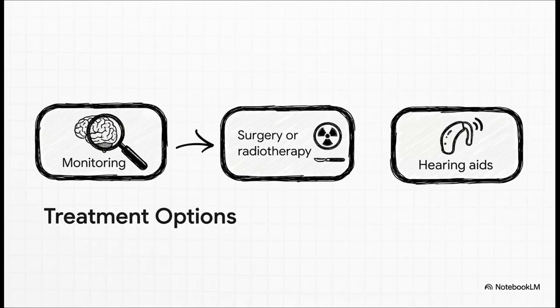When you talk about treatment, you need to manage expectations. It's so important to mention that for small, slow-growing tumors, the first step is often just active monitoring. Then you can say that surgery or radiotherapy are options if it gets bigger. And don't forget to address their main symptom. Offer hearing aids as a practical way to help with their hearing right now.